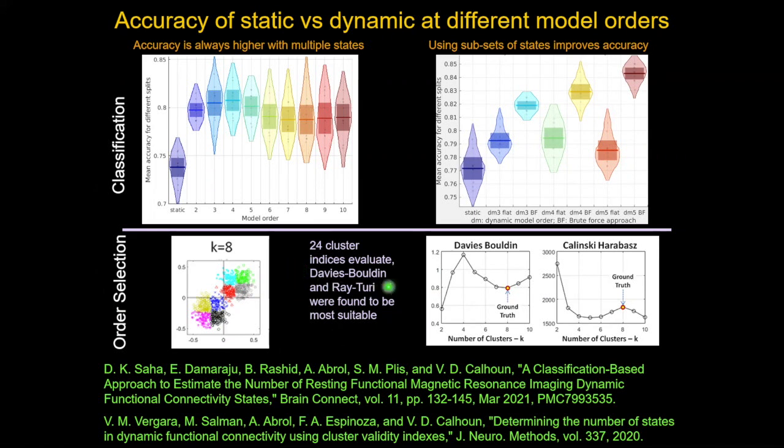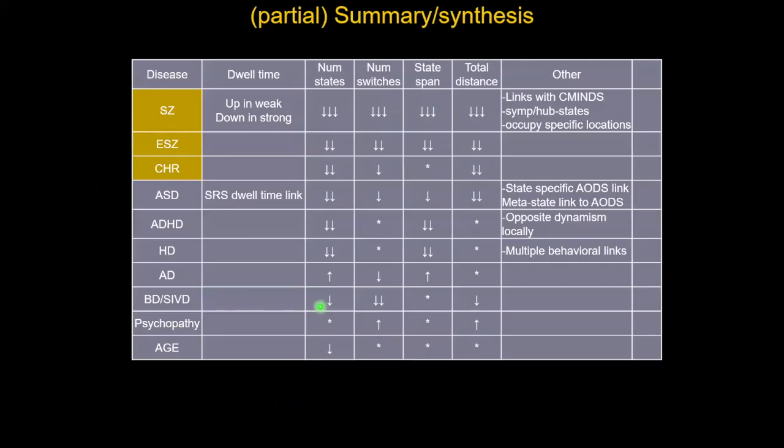And we found that the Davies-Bouldin and the Ray-Turi index appeared to be the most suitable, the most consistently correct compared to the ground truth. In terms of a synthesis, we're still working on this, and there's still a lot more studies that need to be done, but there do appear to be some disorder-specific patterns of connectivity that we see.